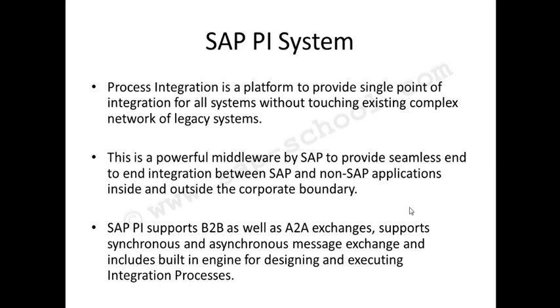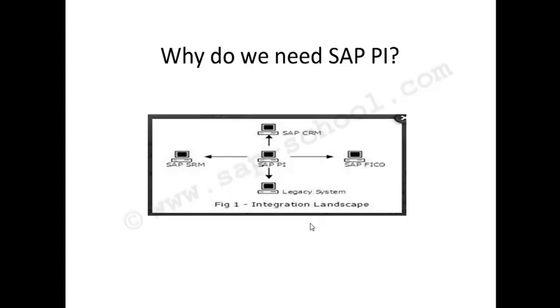Now in SAP PI we can have synchronous as well as asynchronous message exchange, and it includes the built-in engine for designing and executing the integration processes. In this slide we can see that we have SAP CRM, SAP SRM, SAP FICO and other legacy systems in an environment. Now how will these systems communicate with each other? SAP PI will help us provide the message interface and message exchange between all these systems, that is, the SAP as well as the non-SAP systems.